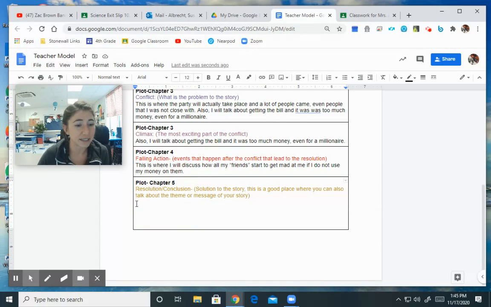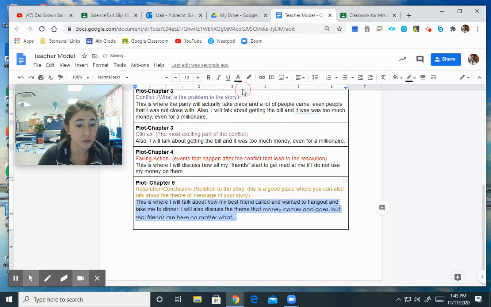And then last but not least is our resolution. The resolution is the solution to the story. This is a good place where you can talk about your theme or your message of the story. So my solution is that I get a call and I'm expecting it to be one of those not so good friends. And it turns out to be my best friend. And she wants to hang out with me and take me to dinner. And that makes me really excited. And then I'm also in this chapter going to talk about how the theme of the story is money comes and goes, but real friends are what matters most.